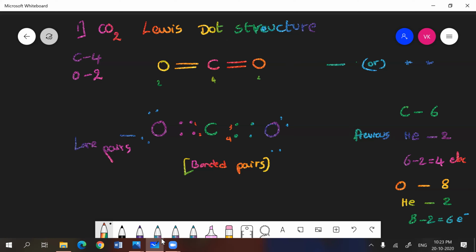What I did here: I took the atomic number of carbon and subtracted it from the atomic number of the previous noble gas element, that is helium. So 6 minus 2, I got 4. So 4 electrons must be surrounding carbon. Already it has 4 electrons, so it has no other lone pairs. Next, for oxygen, atomic number 8 and helium atomic number 2, so 8 minus 2 is 6 electrons. Only 2 electrons are in the bonded pair, and the rest of the 4 electrons will be in the form of 2 pairs. This is the Lewis dot structure.